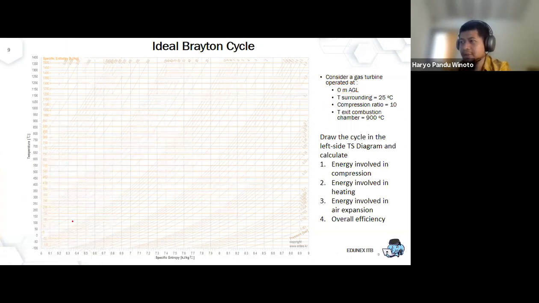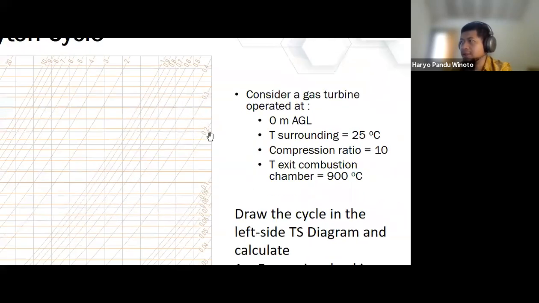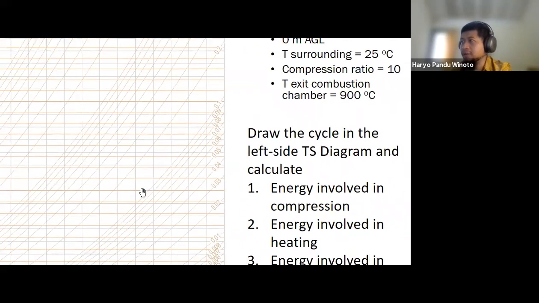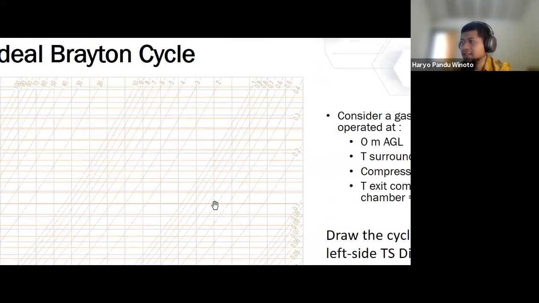Then let's find it. So 0 meter AGL is 1 bar. Here, let me zoom it. Here, at the diagonal curve, this thing is pressure, and it's stated as bar.